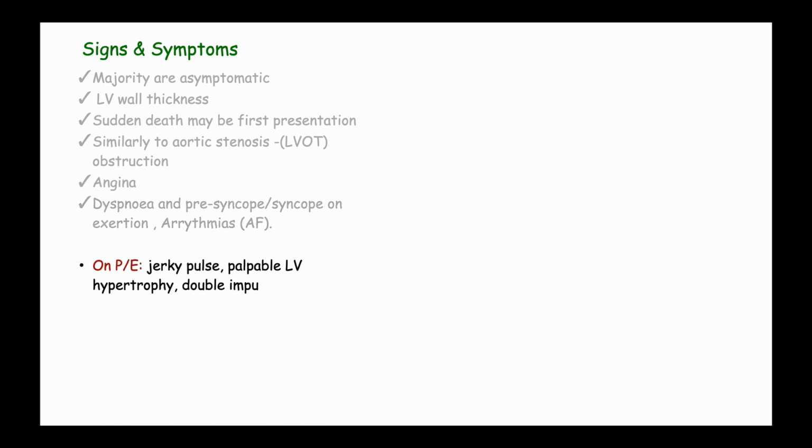Now, on physical examination, what do we find? We find a jerky pulse when we check the pulse, and also we find that there is a palpable left ventricular hypertrophy. And we may also find double impulses.